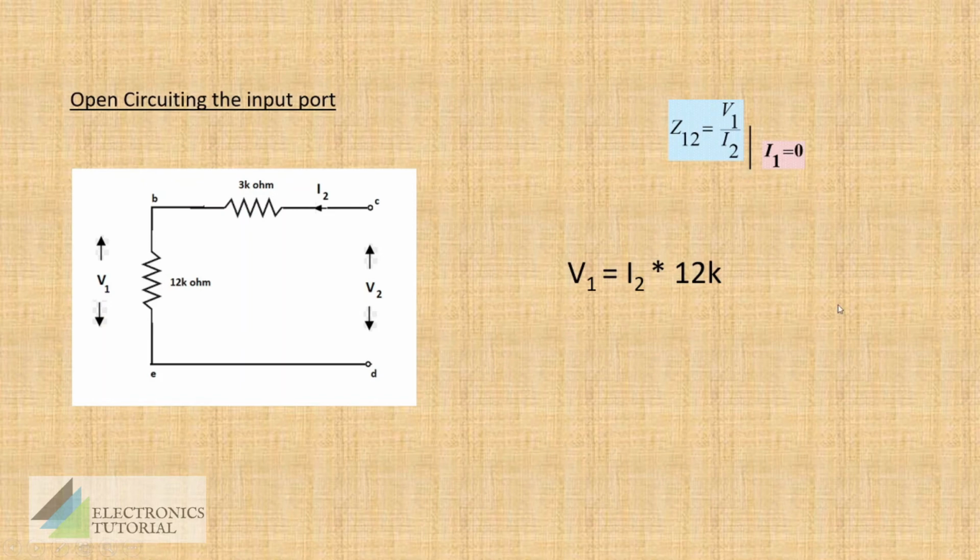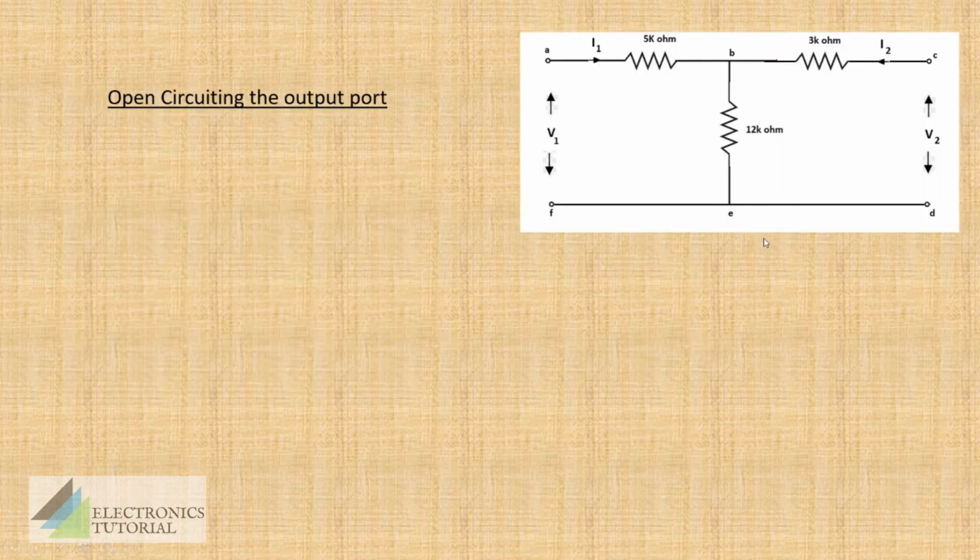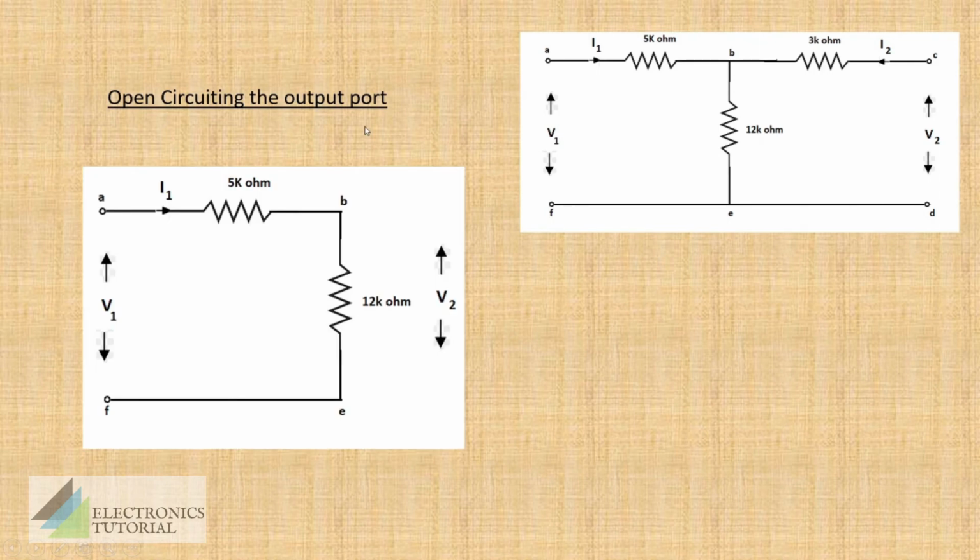Z12 can be written as V1 by I2, that is I2 into 12K divided by I2. The I2 term will get cancelled and the answer will be 12 kilo ohm. Moving on to the next case, that is open circuiting the output port. This portion should be considered as open circuited. That means current flow through the 3 kilo ohm won't occur. So we can redraw the circuit. The parameters that we get from this case are Z11 and Z21.